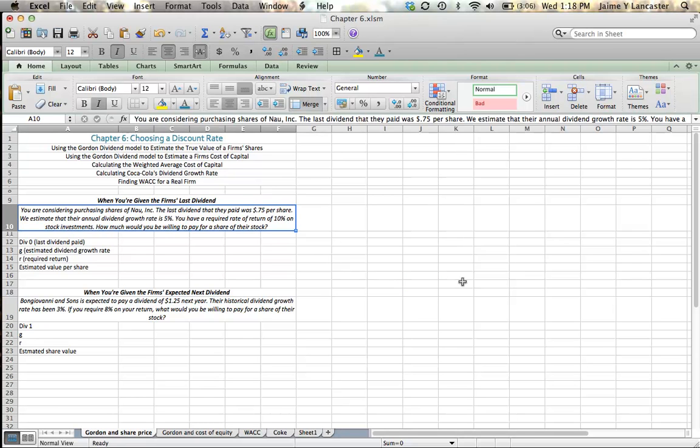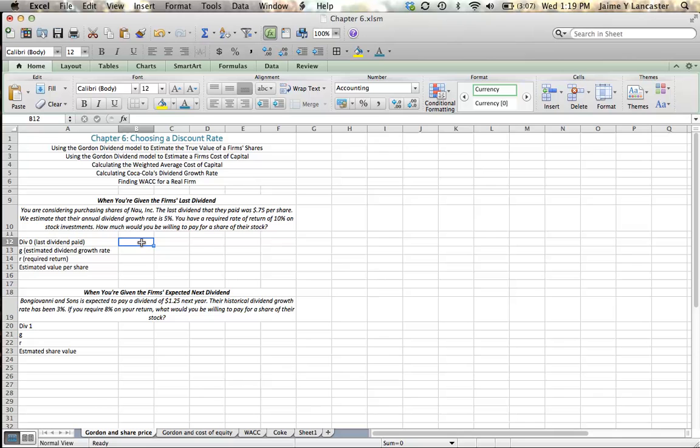You're considering purchasing shares of Now Incorporated. The last dividend that they paid was 75 cents per share. We estimate that their annual dividend growth rate is 5%. You have a required rate of return of 10% on stock investments. So how much would you be willing to pay for a share of their stock?